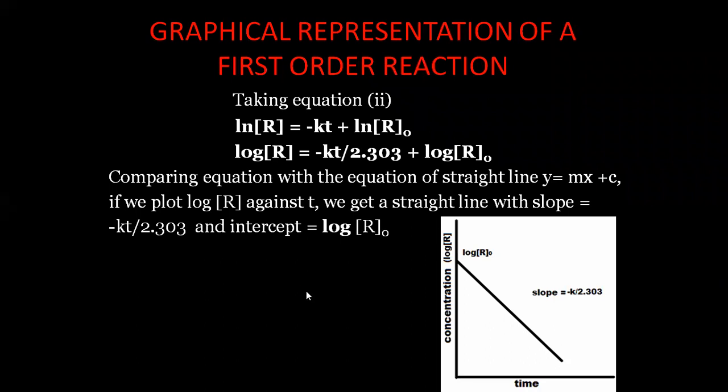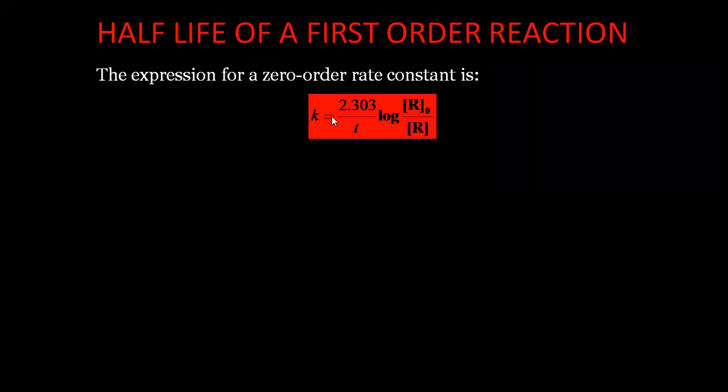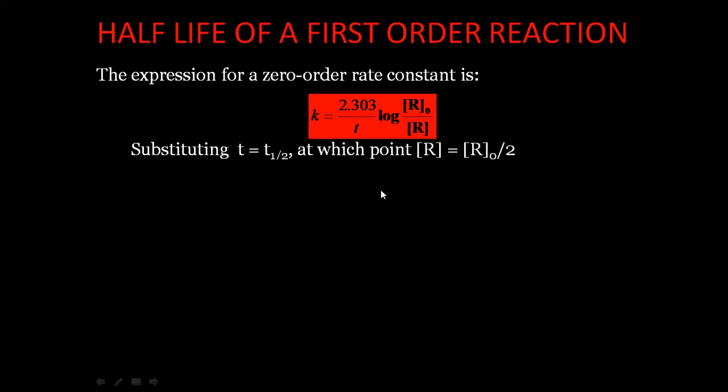So coming to the half-life of a first order reaction, the expression for the rate constant is K equal to 2.303 by T log R naught by R. That is our integrated rate equation. Then again, what is half-life? Half-life is the time at which half of the initial concentration has reacted. So R will be equal to half of the initial concentration.